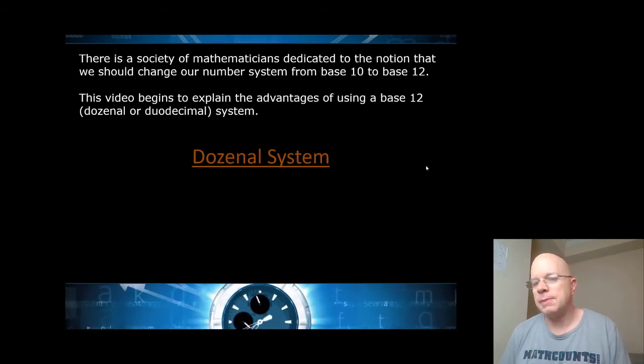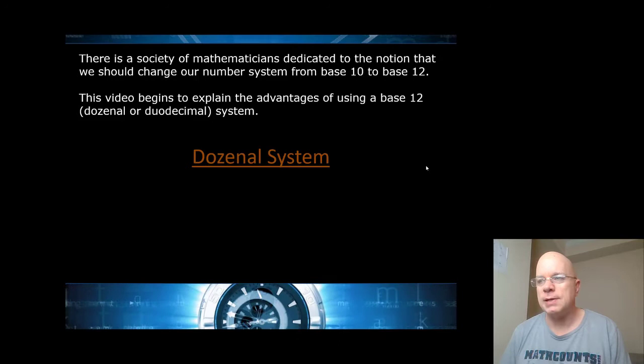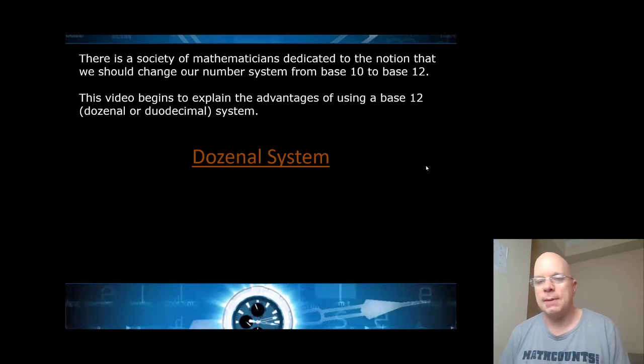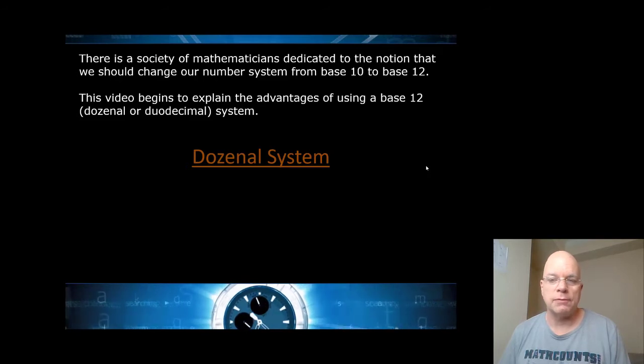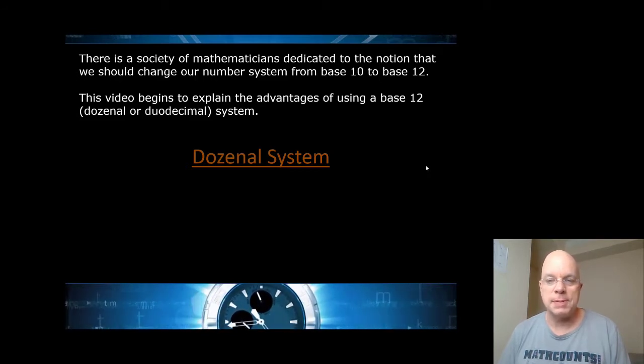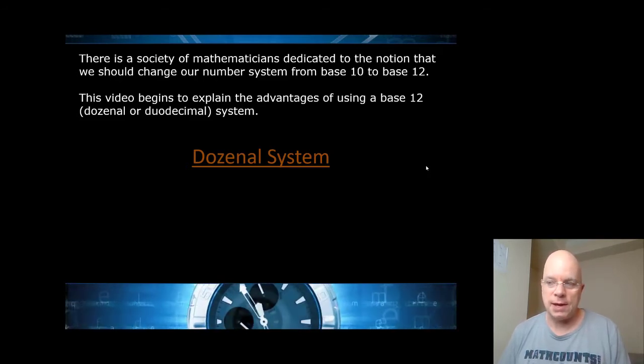The fact that 12 can be divided up in so many ways was known for a long time, and that's why so many measurements were based on 12 or multiples of 12, because people needed to trade things and divide things up.